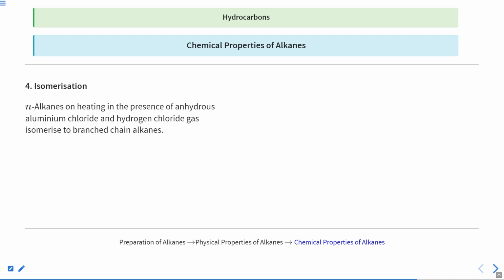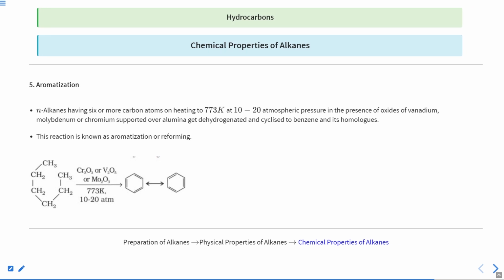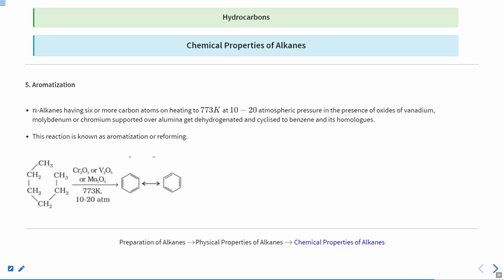Next is isomerism. So n-alkane on heating in the presence of anhydrous aluminum chloride and hydrogen chloride gives us branched alkane. Okay, this next reaction is very important, which is called aromatization. So what do we do? We take hexane, and we take a very high temperature. Here it is 773 Kelvin.